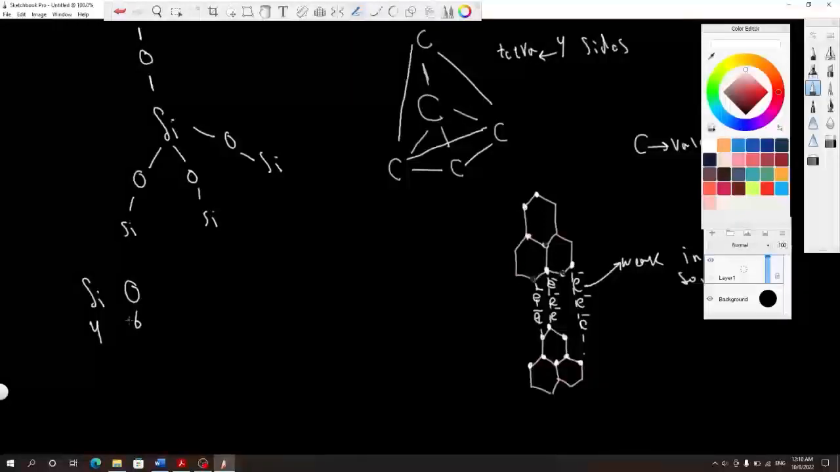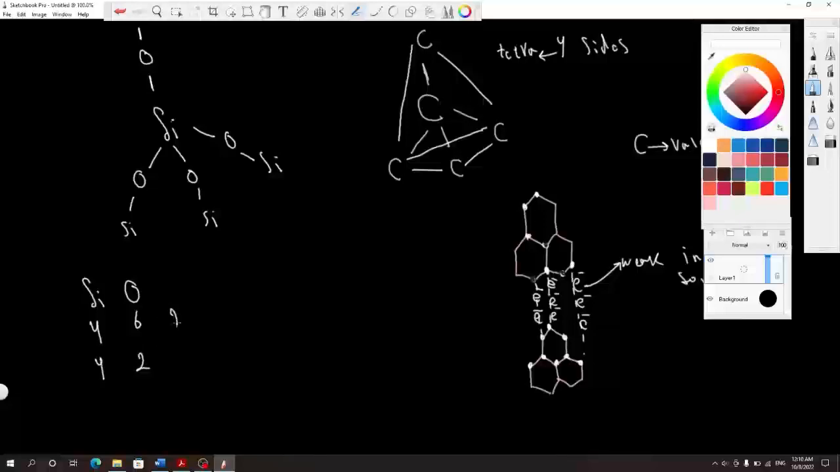Okay, which means that silicon has a valency of 4, while oxygen has a valency of 2. So this is the group, and this is the valency, which means that each silicon needs to bond to 4 oxygen atoms, and each oxygen atom needs to bond to 2 silicon atoms in order to stabilize its outermost shell. And that's why the structure of the silica is in this form. Silicon in the middle, 4 oxygens, each oxygen, 2 silica.